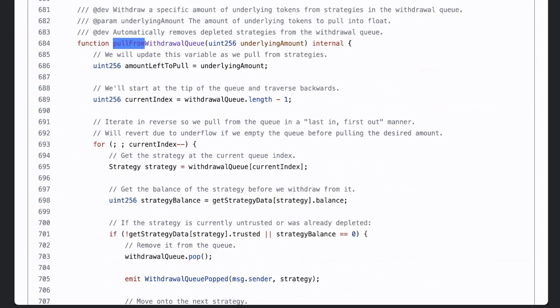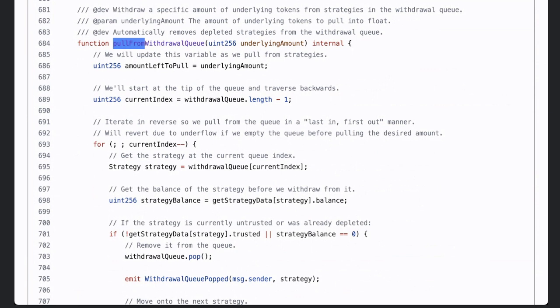Cool. Yeah, so this function is kind of the meat, but really what it does is it just goes backwards through this queue. It says, how much do we need to get the amount? We're desiring the underlying amount. It pulls the maximum it needs from each strategy, and then it interfaces with the strategy. It calls withdraw on it, and then it lowers the internal balance for the strategy and all that jazz.